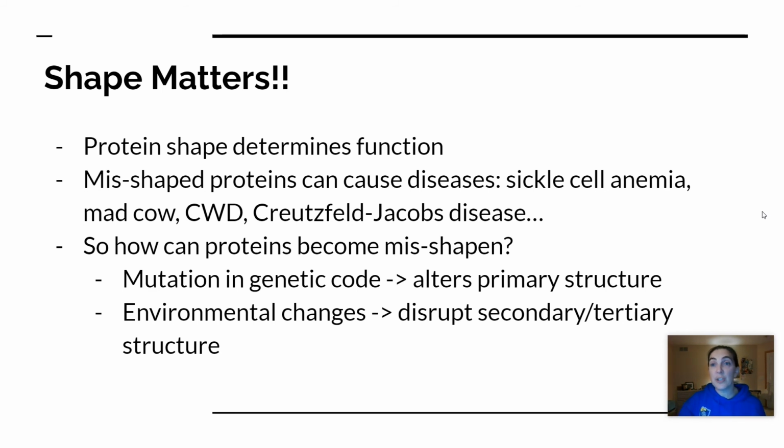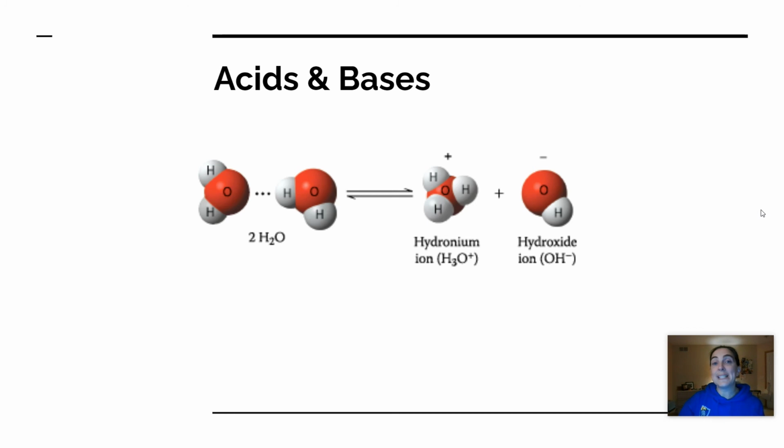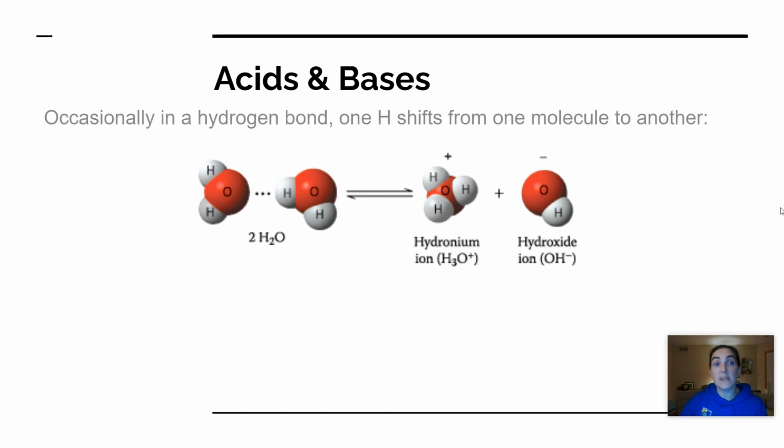One of the environmental changes that we're going to talk about first today is the idea of an acidic or basic environment, the idea of pH. Some of this might be review, but it's important to understand this idea and how it affects the shape of a protein. This diagram shows a reaction that happens between water molecules.